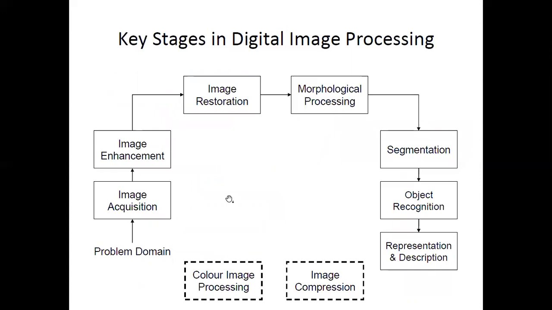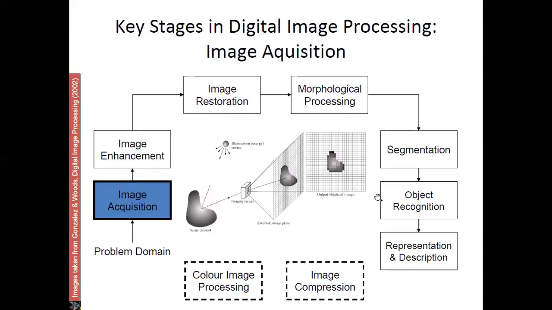Now coming to the key stages of image processing, which we will go through. First we have the problem domain, then image acquisition, image enhancement, image restoration, morphological processing, segmentation, object recognition, representation and description. Color image processing and image compression we may touch very little, so that's why I kept them in the dotted line. In the image acquisition part, we will be discussing how an image is formed and other things. I have given a brief idea already.